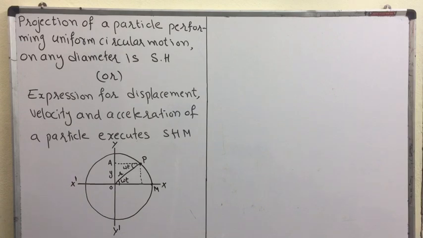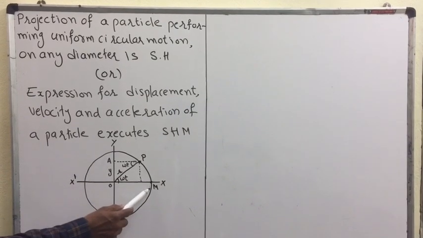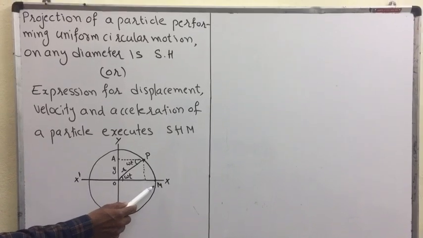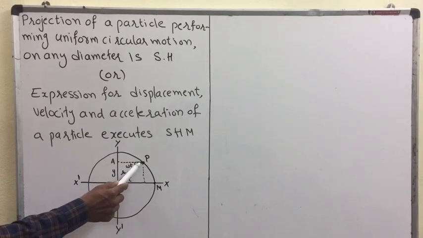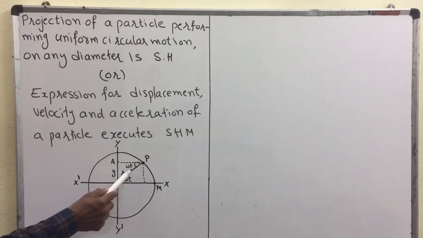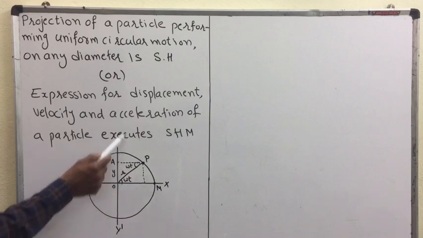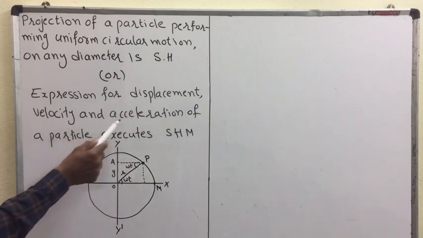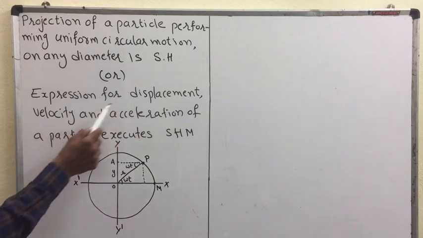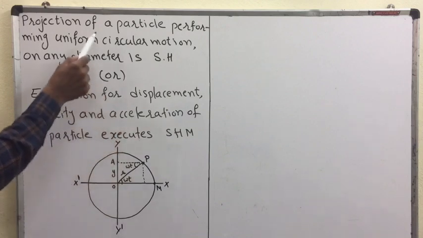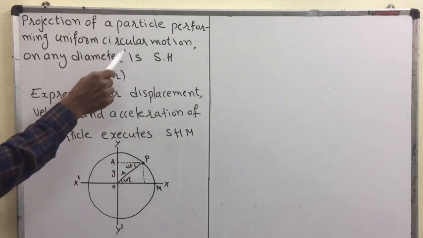Let at time t equal to 0, the particle be at point M. After time t seconds, let the particle be at point P such that angle POM is equal to omega t. Now let us find first the displacement, then velocity, then acceleration. If we derive this, then ultimately we will be proving this part.